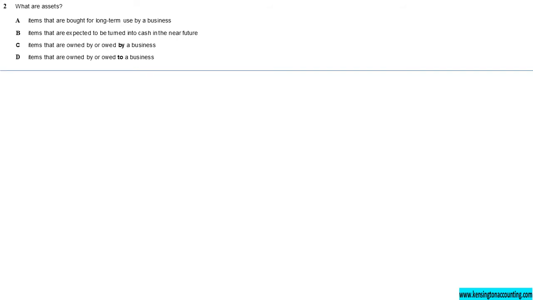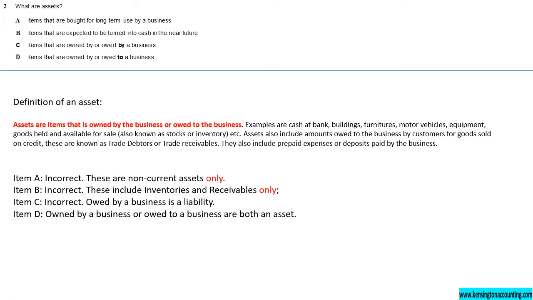Question 2. This question is about the definition of assets. So let's look at this definition. Now, assets are items that are owned by the business. Okay, so the keyword is owned by the business or owed to the business. So it essentially has two parts in terms of definition. It's items that are owned by the business or items that are owed to the business.